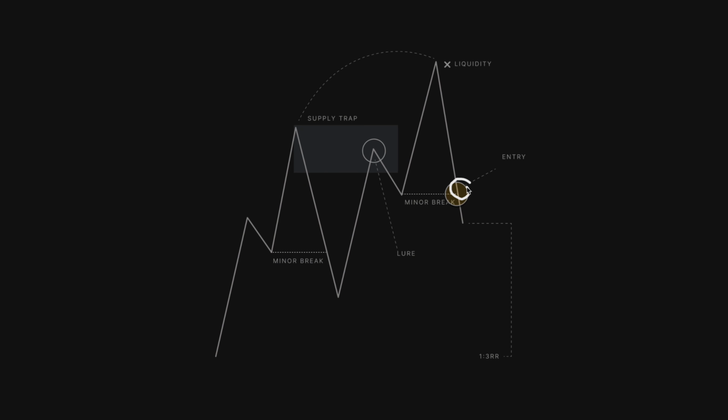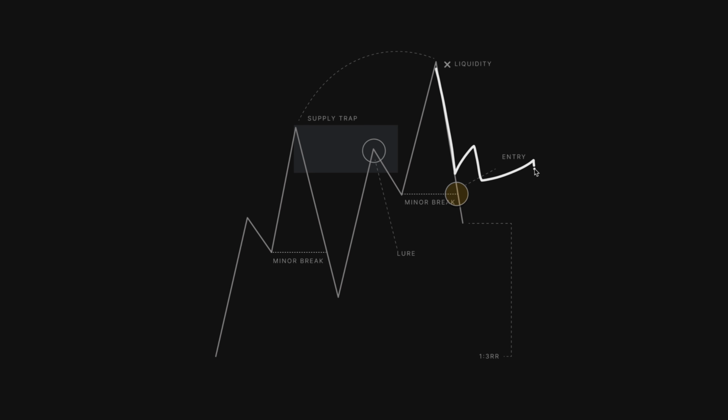So it's only after this minor break that we can look for entries. After I see that first supply zone has failed, that's usually where I place my limit orders on that minor break, because if it wasn't a valid liquidity grab, price would just continue away from our entry and we could cancel that limit order.